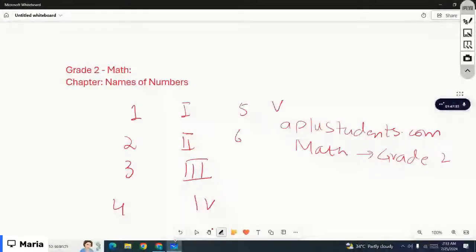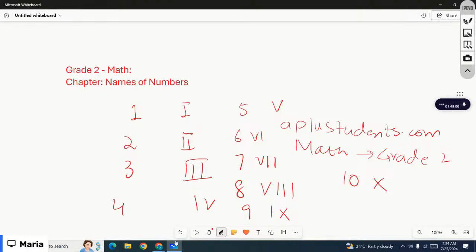For 6 you need to add I on the right hand side of the V, right? That means they are adding. For 7 you can write VII, because 5 plus 2 is 7, right? So this is 5 and this is 2. And 9 is 1 less than 10, so you write I on the left side, which means 1 less than 10. 10 you can write as X.